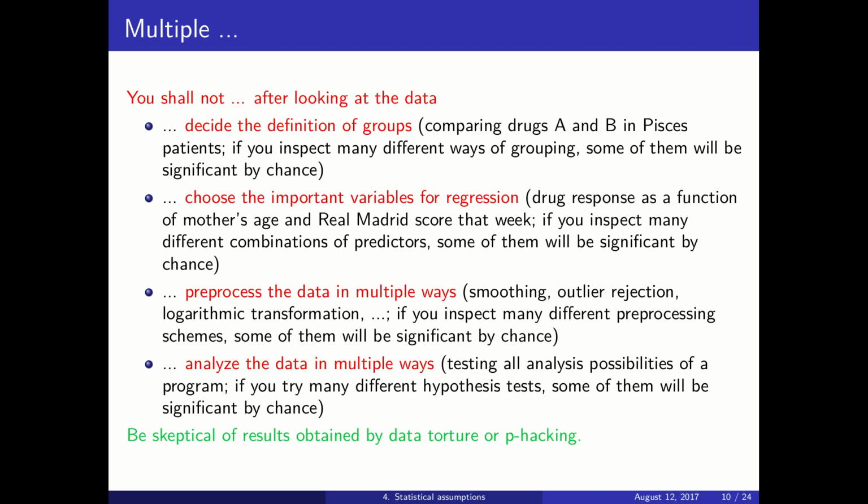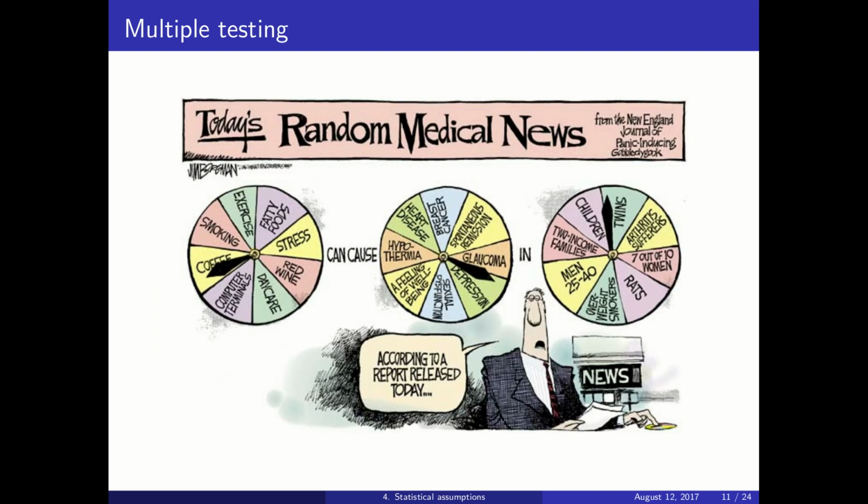So you should always be skeptical about results that have been obtained by data torture, so manipulating the data a lot, or p-hacking, so trying many different ways of testing and data transformation until one of them finds a significant p-value. And if you keep on analyzing the data in many different ways after looking at the data, you might at the end finish with something of this kind.